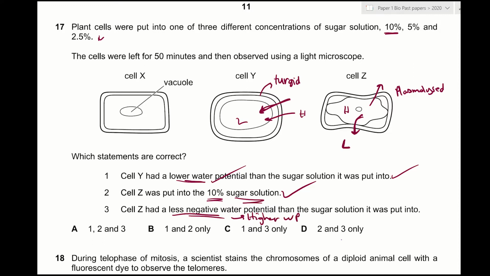Now, let's look at cell Z. Here it's the same cell. We said that it has a higher water potential than the solution it was put into. This is correct because, as we said, water moves down the water potential gradient. So, if cell Z had a higher water potential and the outside had a lower water potential, there will be a net movement of water outside the cell. Therefore, it would become plasmolyzed and it would look like this. Therefore, all three of them are correct and the answer is going to be A.